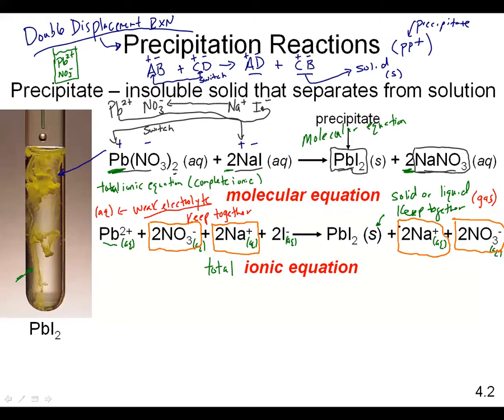And typically, if you do this correctly, you should have the exact same number of ions on both sides. So what I mean is we have 2 nitrates on the left, we should have 2 nitrates on the right. We have 2 sodiums on the left, we should have 2 sodiums on the right. These ions that look exactly the same on both sides, we can typically cross them out because they are what are known as spectator ions.